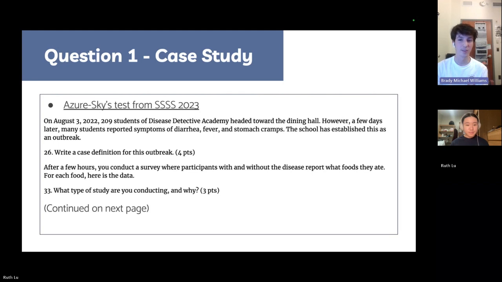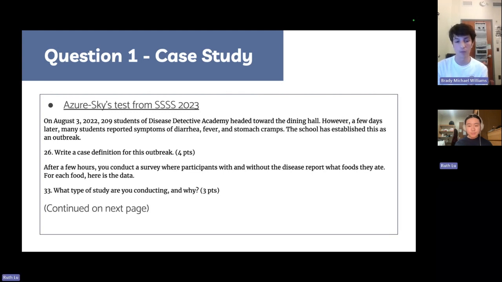All right, I think we can start looking at the answers. So first of all, a case definition. When we're looking at a case definition, we want to think about the person, place, time, right? The person would be the kind of person that is infected and the symptoms that they'll have. The place is where the disease is happening, and the time is the time frame that we're considering.